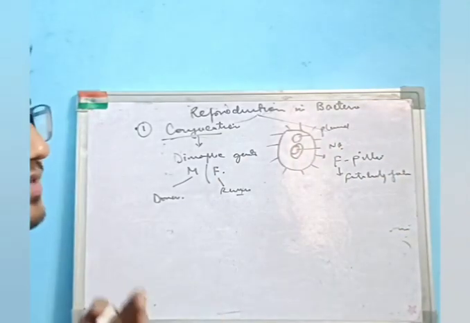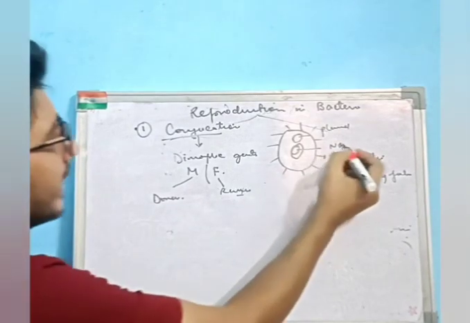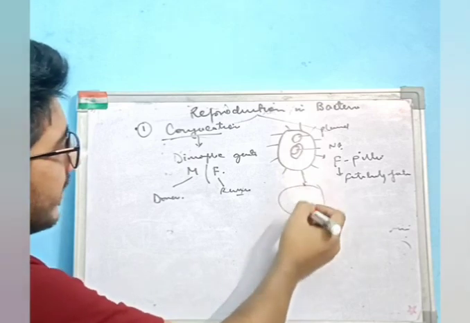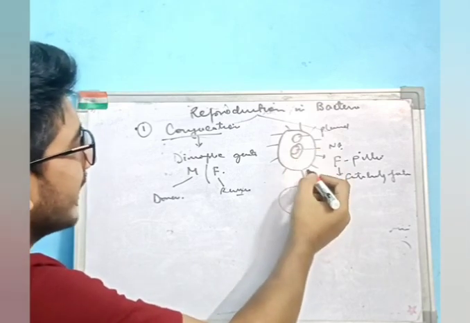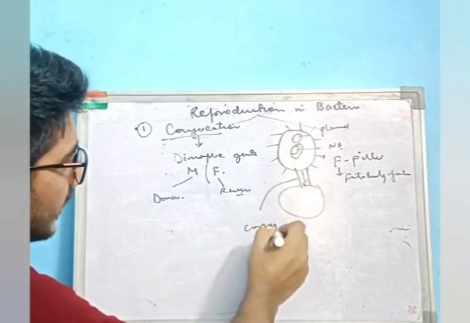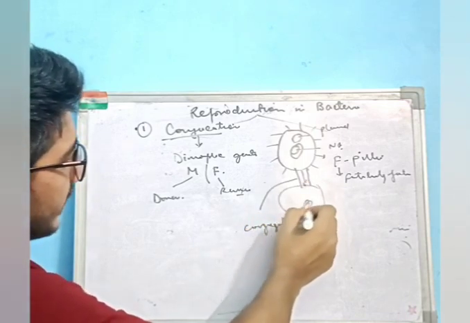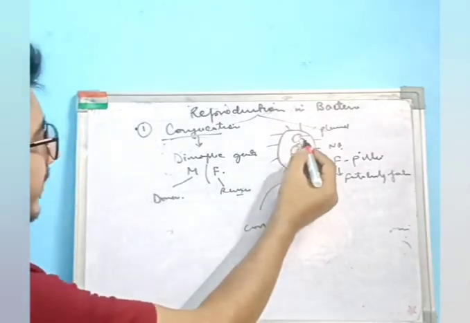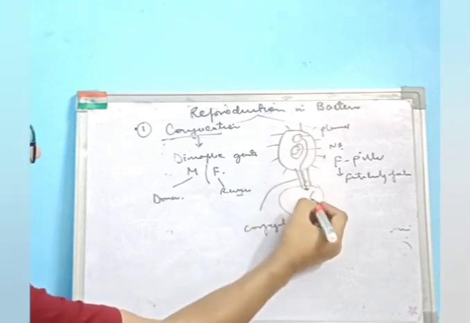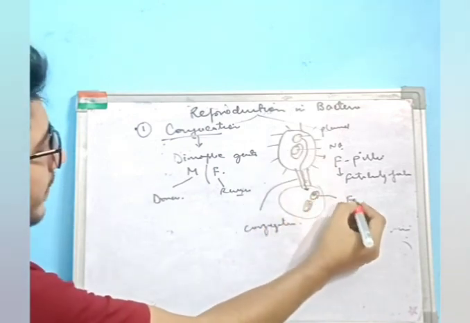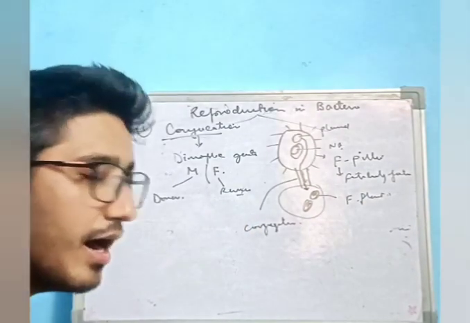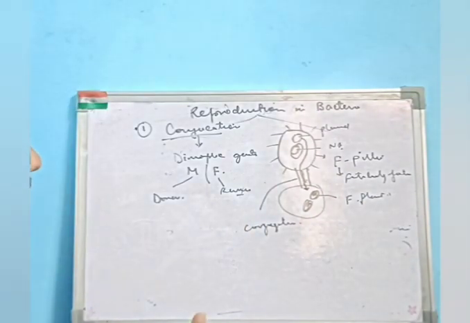The F pili start attaching to the female gamete like this, and they make a conjugation between the two cells. This is the nuclear body, and they make a copy of this and start transferring this plasmid, the F plasmid or F factor, into the female. This is how conjugation takes place in bacteria.